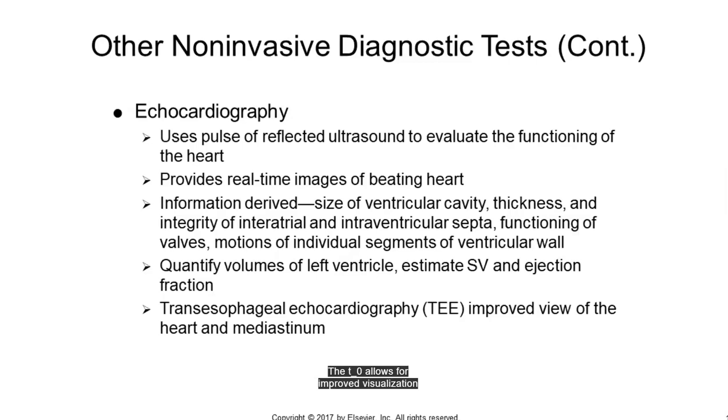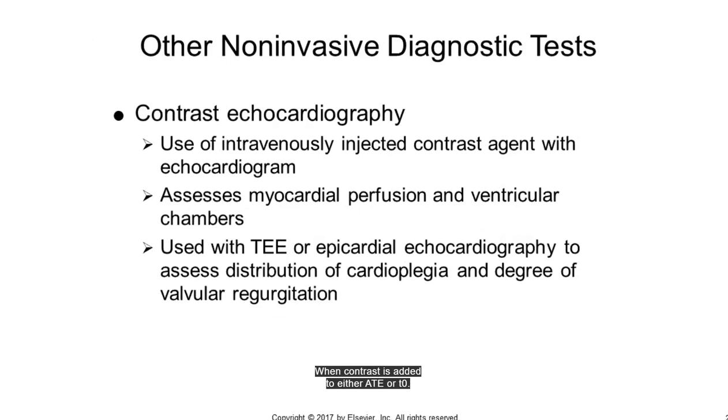The TEE allows for improved visualization of structures and is useful in the detection of blood clots, masses, and tumors within the heart, and is the modality of choice when evaluating known or suspected cardioembolic stroke. When contrast is added to either a TTE or TEE, it allows for more accuracy in assessing myocardial perfusion and ventricular chambers. It can be used for quantifying cardiac perfusion and is useful when assessing areas of myocardial damage with or without collateral blood flow and evaluating the effectiveness of angioplasty.